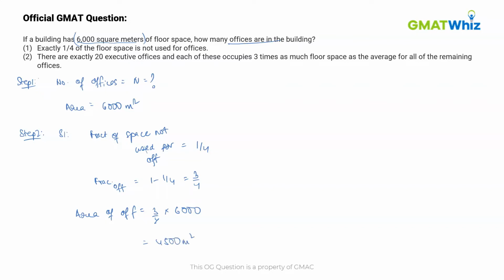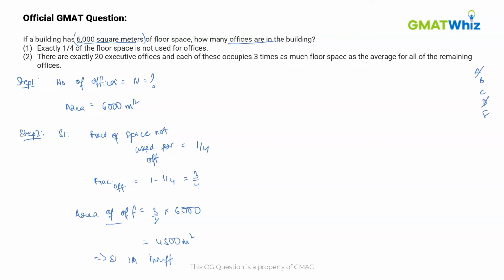So a total of 4,500 meters square of area is occupied by the offices, but we are not given the average area of one office using which we could find the number of offices. Hence statement 1 is insufficient. And from the given options of answers, we can eliminate options A and D.